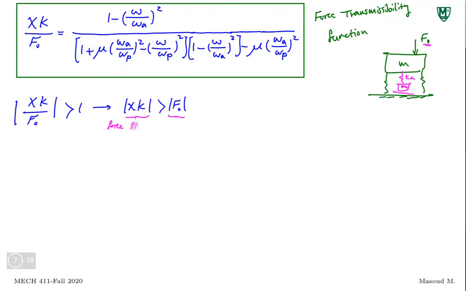Force applied to primary or main system, this is the input force, right? The magnitude of the input force. Or let me just be more precise: excitation force. So no improvement here, no improvement.